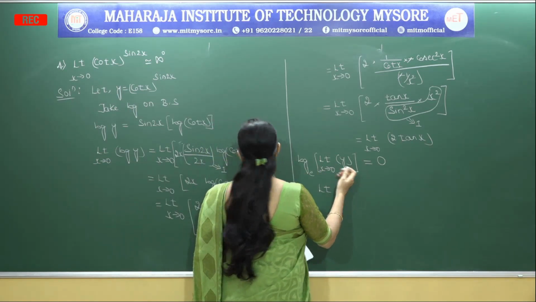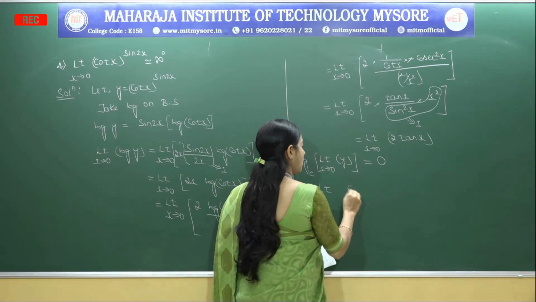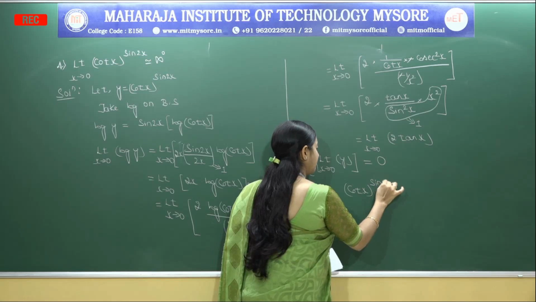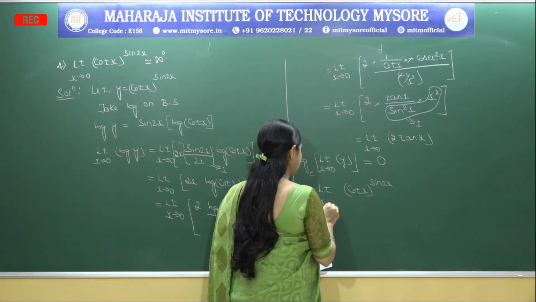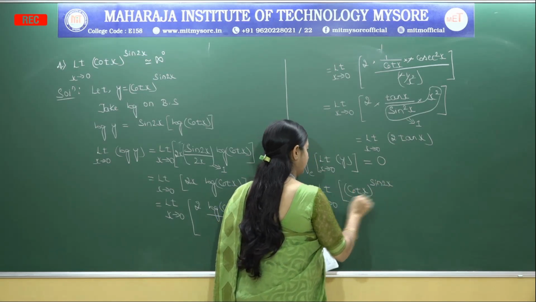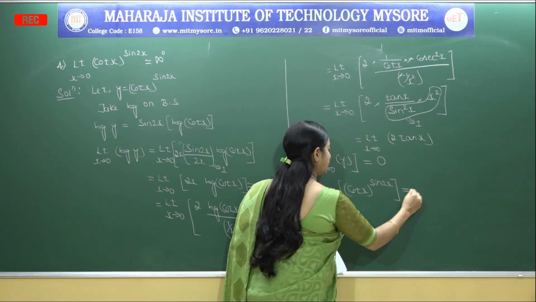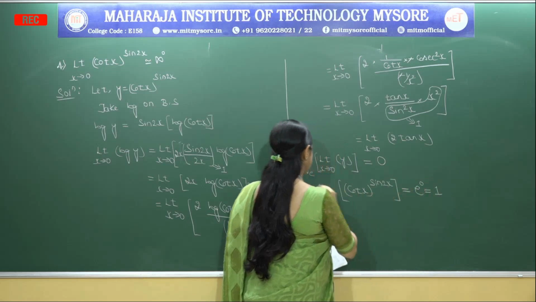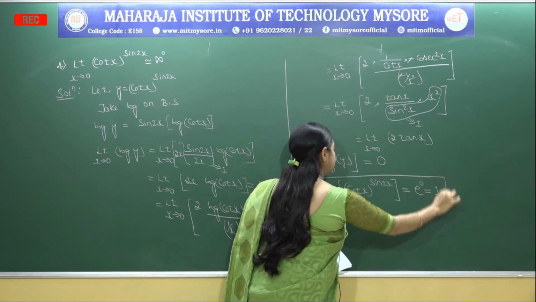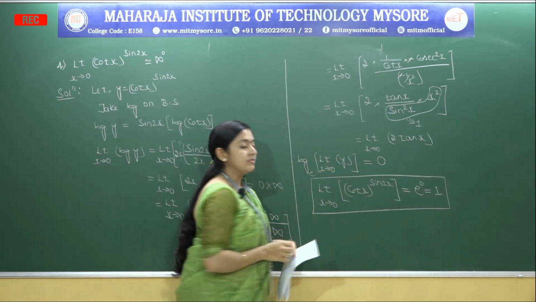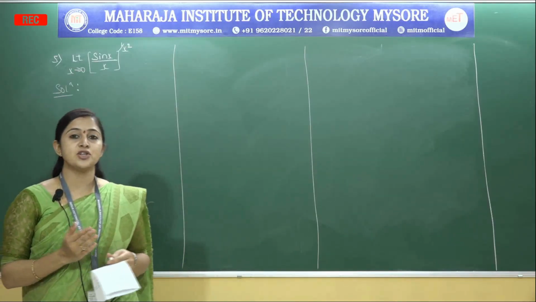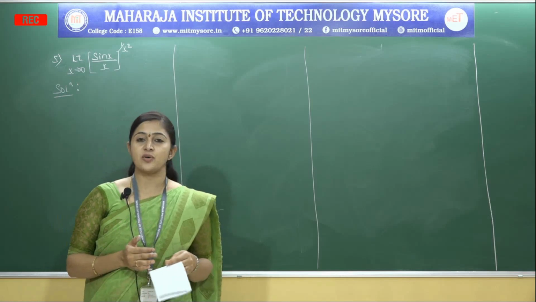Since you have the log with base e, you can take the term to the RHS part. The limit of y, where y is cot x power sin 2x as x tends to 0, equals e power 0, which is equal to 1. That's the answer. The next problem: limit of (sin x divided by x) power 1 by x square as x tends to 0.